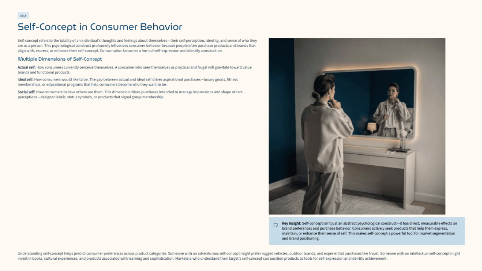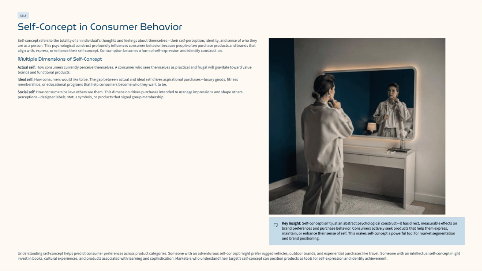Now let's look at the different dimensions of self-concept. First, there's the social self, which is about how consumers believe others see them. This dimension influences purchases that manage impressions or shape perceptions, things like designer labels, status symbols, or products that signal group membership. Then we have the ideal self, how consumers wish to be. The gap between their actual self and their ideal self often drives aspirational purchases, such as luxury goods, fitness memberships, or educational programs that help them become who they want to be.